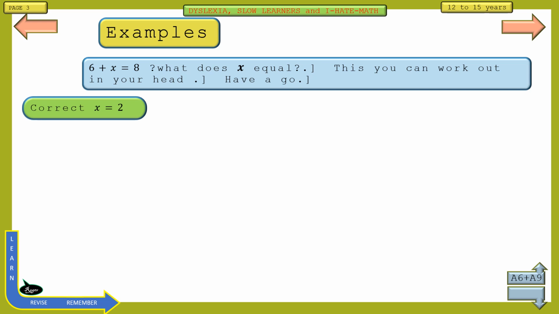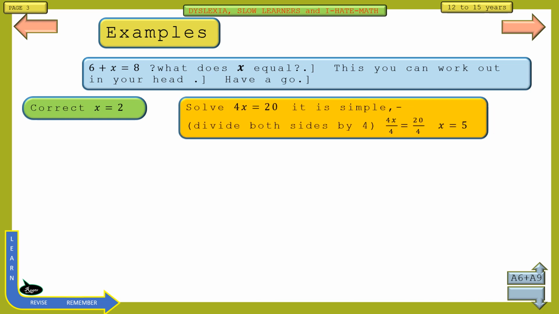Mathematics, because we use algebra, tends to be mysterious. It only looks that way. At the end of the day, it is about solving simple puzzles. Solve 4 times x equals 20. It is simple. Divide both sides by 4 and you will find x equals 5.